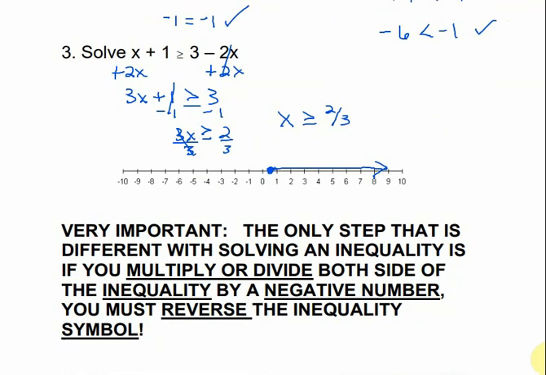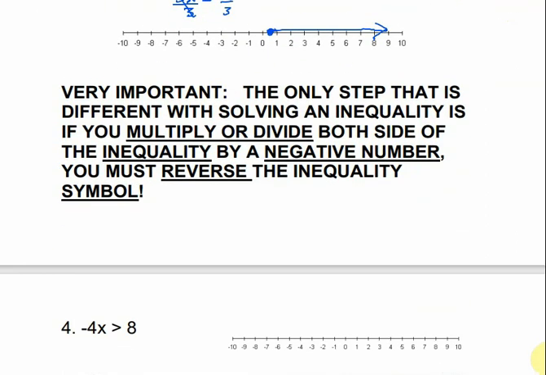Now, it's very important that you know this rule. The only step that's different when solving an inequality is that when we multiply or divide both sides of the inequality by a negative number, we have to reverse or flip the inequality symbol.